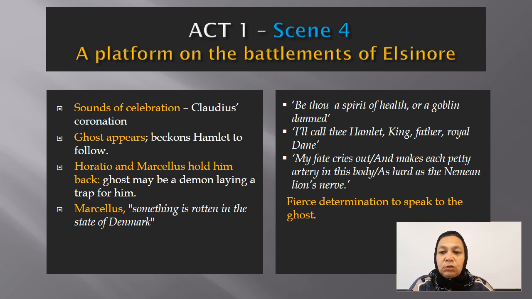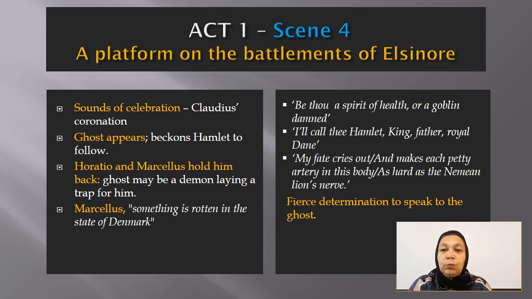And while they are trying to hold him back, he struggles against them and he says, my fate cries out and makes each petty artery in this body as hard as the Nemean lion's nerve. So he fights them off and he runs off so that he can go and speak to the ghost, and his reference to the Nemean lion shows his fierce determination to actually speak to his father's ghost.